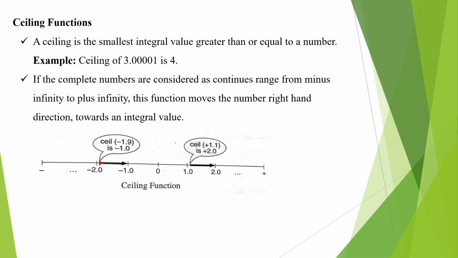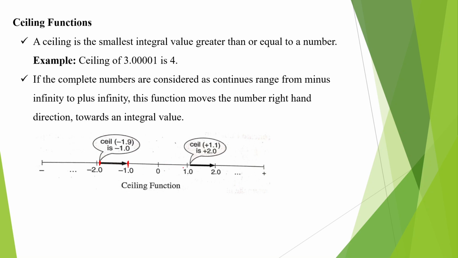So if you move in the right hand direction, what is the nearest possible integer value for this minus 1.9? Minus 1 is the nearest possible integer value. So it is taking minus 1 as output. This we have supplied and this it is taking.